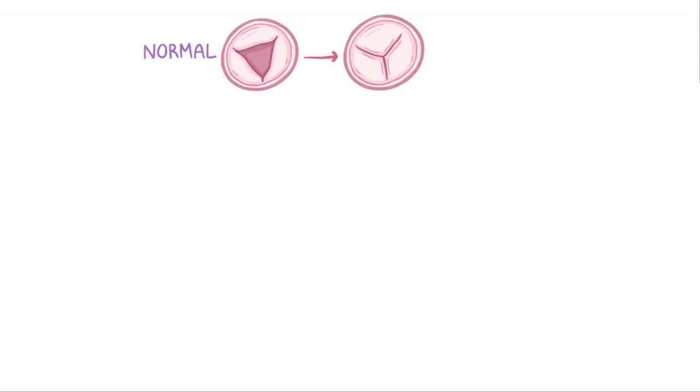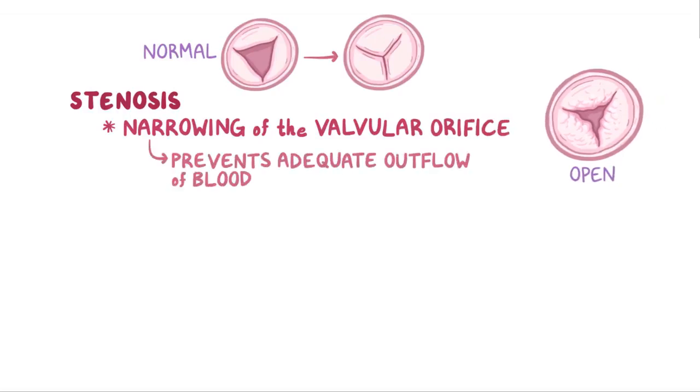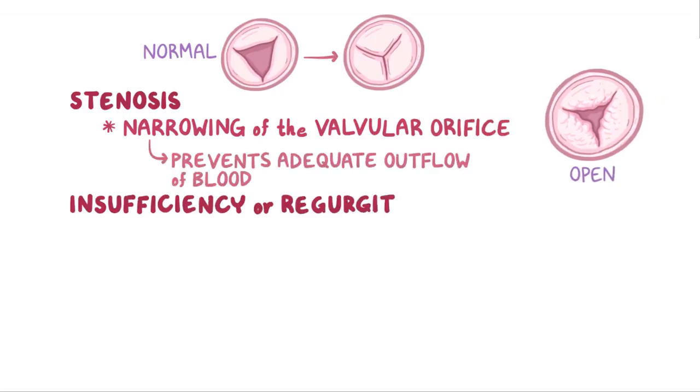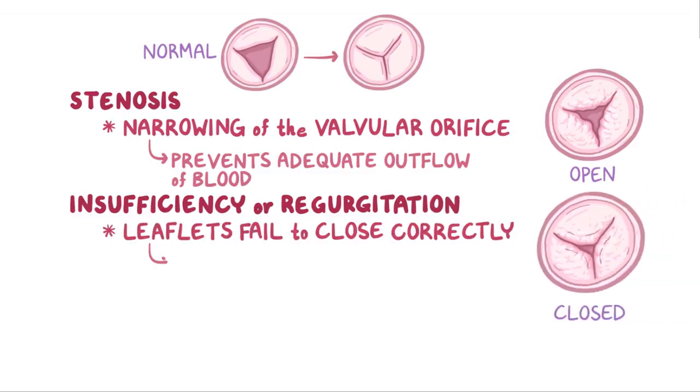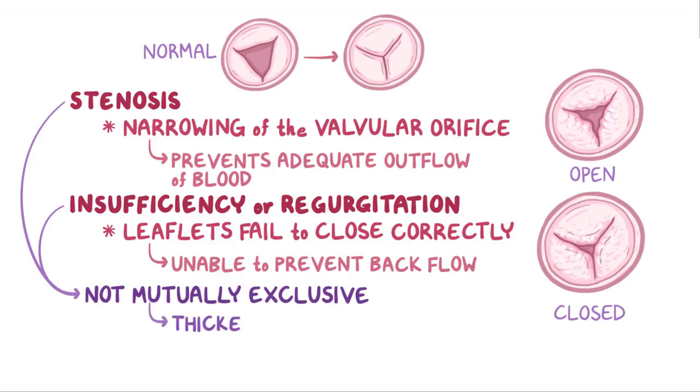Valvular heart diseases are divided into stenosis, in which there's a narrowing of the valvular orifice that prevents adequate outflow of blood, and insufficiency or regurgitation, in which the valvular leaflets fail to close correctly and are unable to prevent backflow of blood. These two are not mutually exclusive, which means they can both be present in the same individual and even in the same valve. For instance, if thickening of the leaflets results in inappropriate closure as well as a narrow orifice.